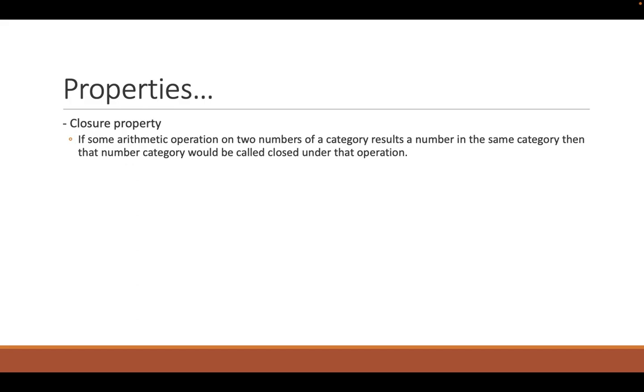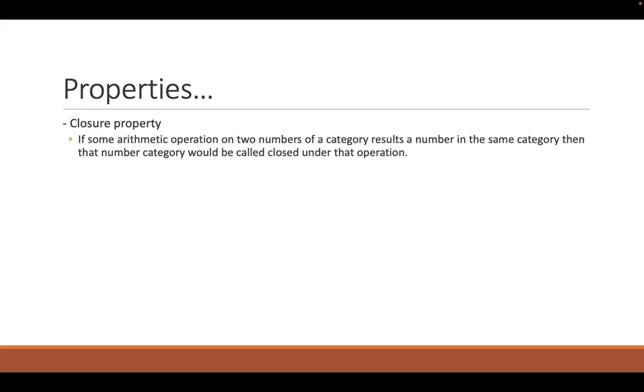Properties. So first we discuss what properties the number has, and we will discuss how differently these categories differ on that property. So, the first one is closure property. Now what is a closure property? If some arithmetic operation on two numbers of a category results in a number in the same category, then that category would be called closed under that operation. So it's a closure property.